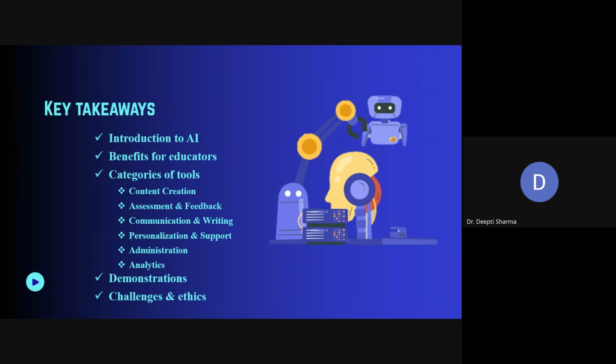We have discussed six different categories of tools: the content creation tools, the assessment and feedback tools, the communication and writing tools, the personalization and support tools, and the administration and analytics tools. All these tools even merge with each other. For example, the content creation tools always have the communication and writing tools, and the assessment and feedback tools.